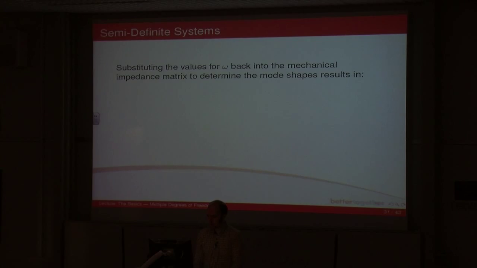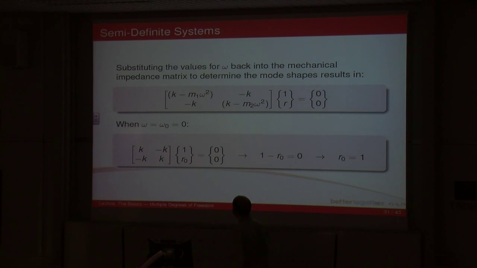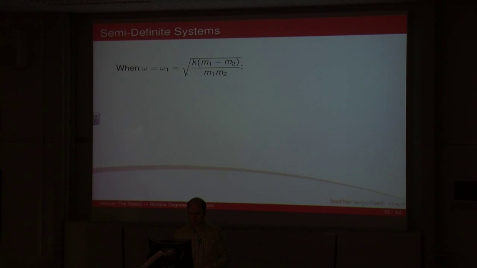So substituting the values for omega back into that impedance matrix, we can get the mode shapes. And so when you stick in omega 0, obviously you get R0 to be 1. So your first mode shape is 1, 1. That's the two masses moving in unison with each other. The spring in the middle isn't doing anything at all.